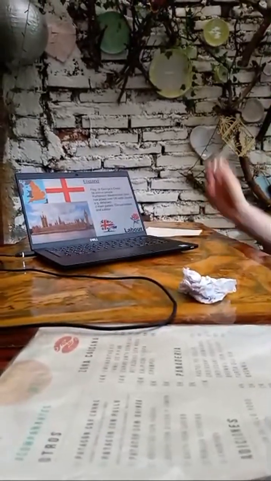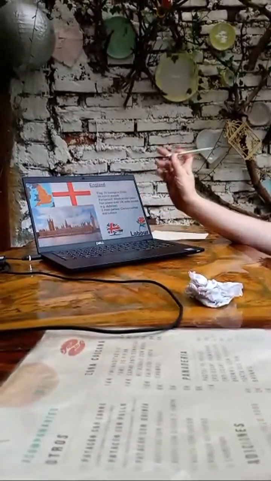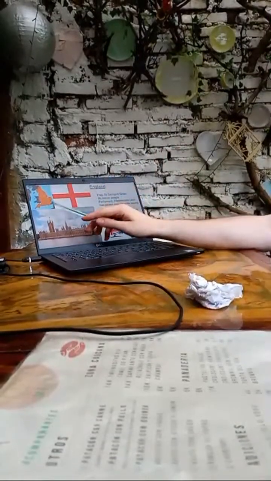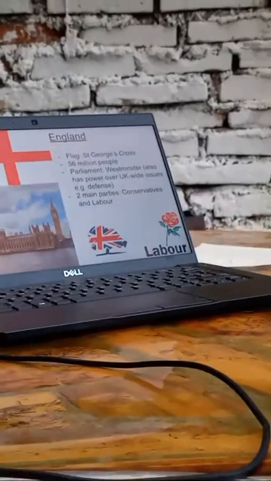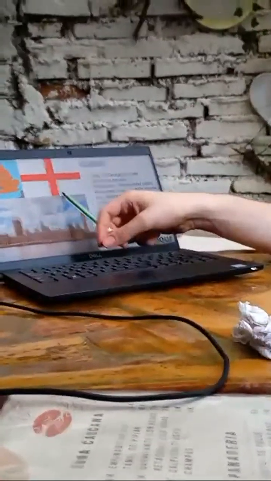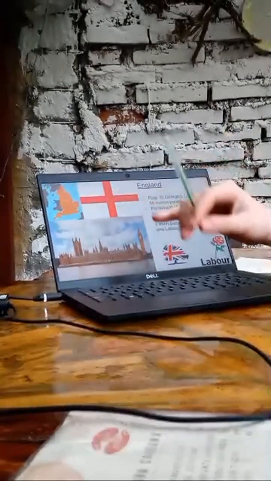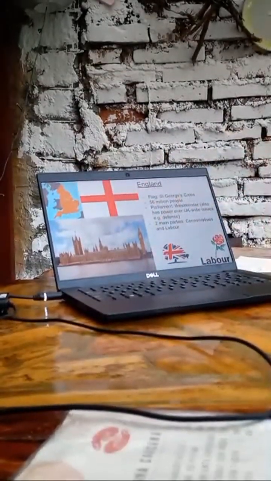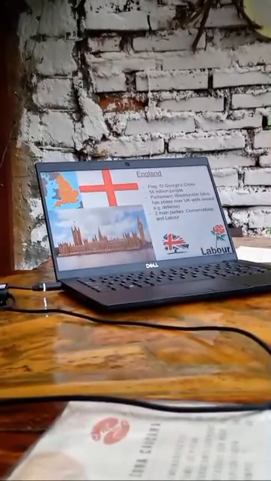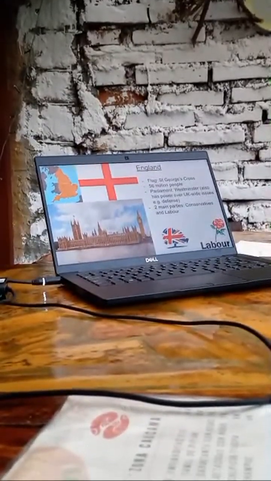This is England, obviously. London, you may know, is here. This is the flag, St. George's Cross. St. George is the patron saint of England. 56 million people. It's the largest of the four countries by quite a long way.